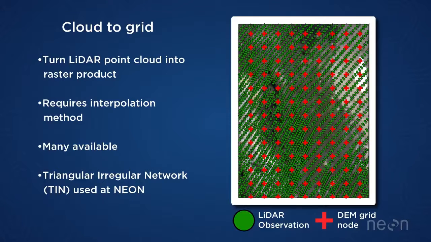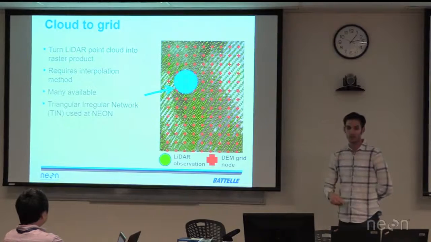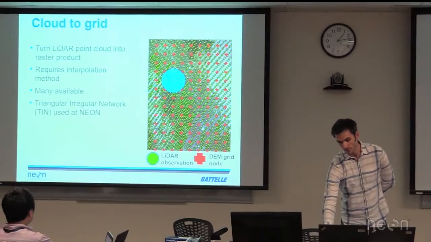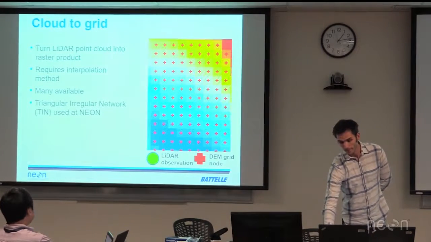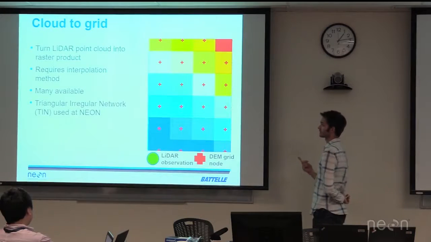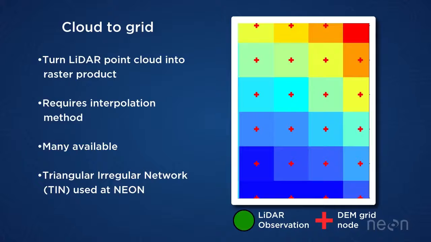What we do is we look in the area surrounding a particular grid node and then we use an interpolation method to calculate what the elevation of that grid node might be. And of course, we can create that at any size, and here at NEON we create these rasters at 1 meter resolution. There are lots of different interpolation methods that you could use.